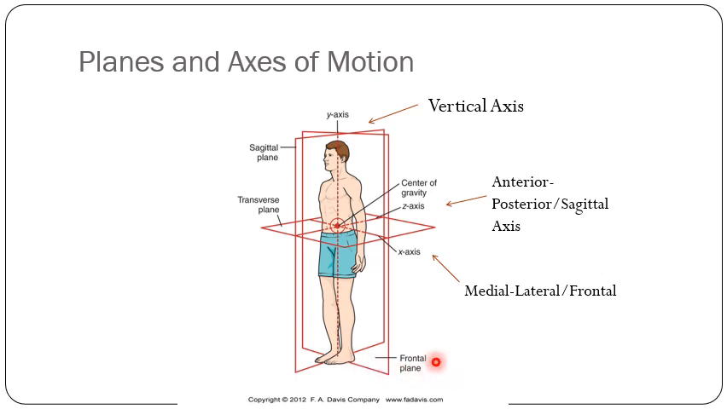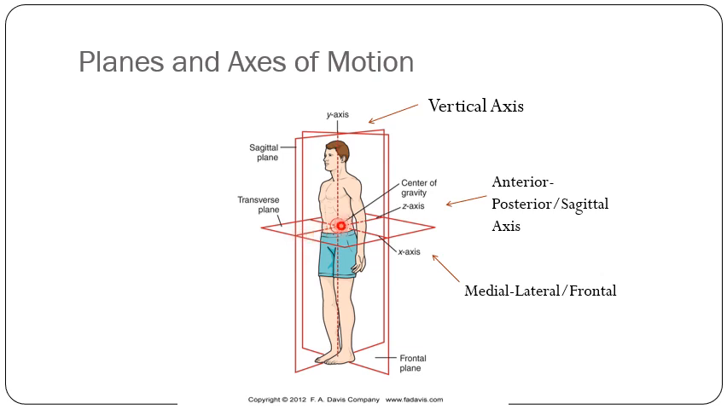We'll start with the frontal plane, and I'll use the hip as the example. Hip abduction and adduction occur in the frontal plane and rotate around the anterior posterior, or sagittal, axis. That's the axis that runs perpendicular to the frontal plane. Here's that axis right here, okay?